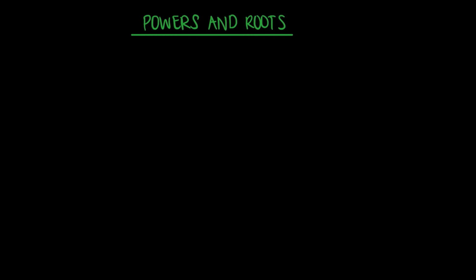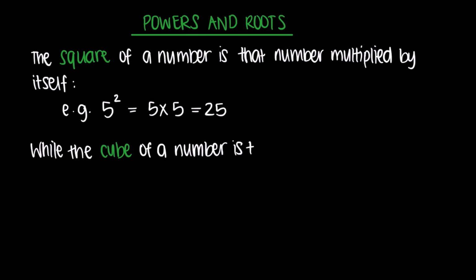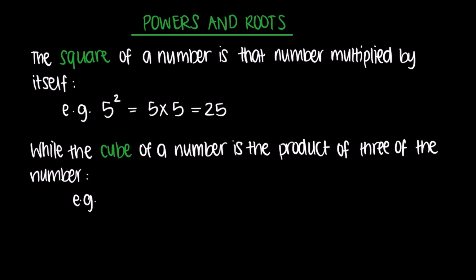The square of a number is that number multiplied by itself. For example, 5 squared, or we can just say 5 to the second power, is 5 multiplied by 5, which equals 25. While the cube of a number is a product of 3 of the number. For example, 2 cubed, or we can say 2 raised to the third power, is 2 multiplied by 2 multiplied by 2, which equals 8.